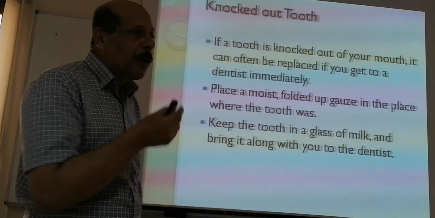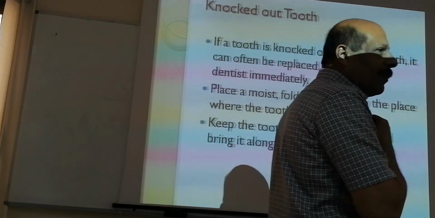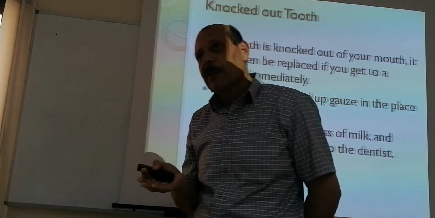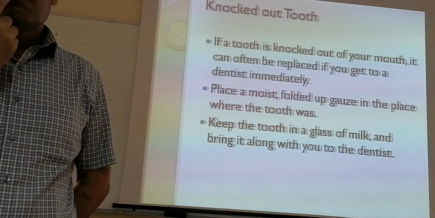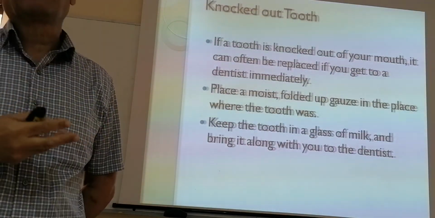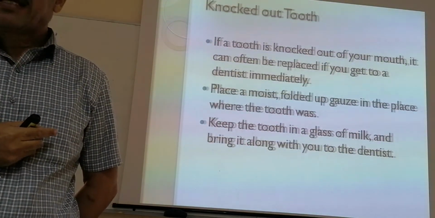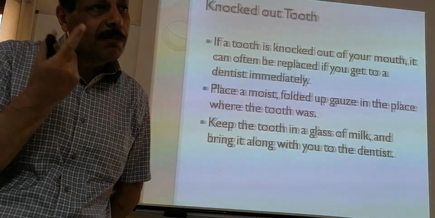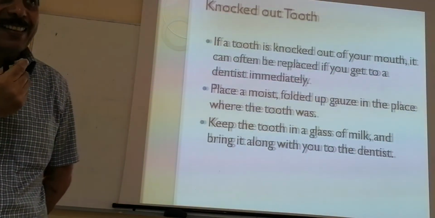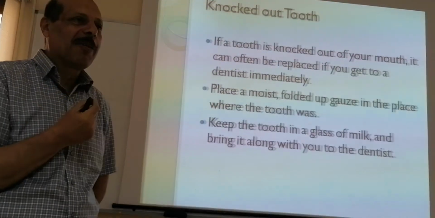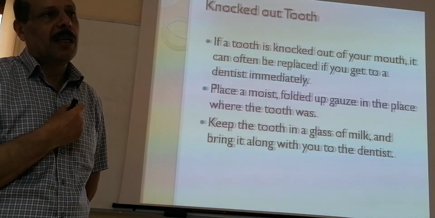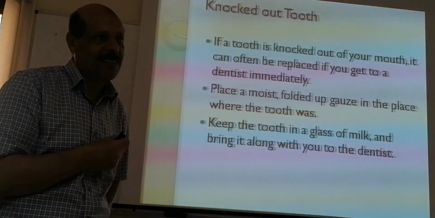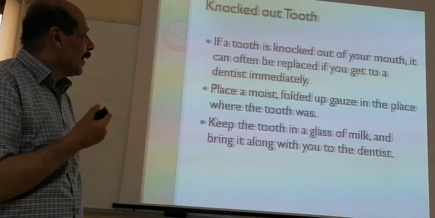Sometimes teeth come out when you fall down. Sometimes some of the teeth might come out. Not a broken tooth. If it is broken, it is difficult to refix it. But if it has totally come out, there is a possibility of reinsertion or reattachment by the dentist.